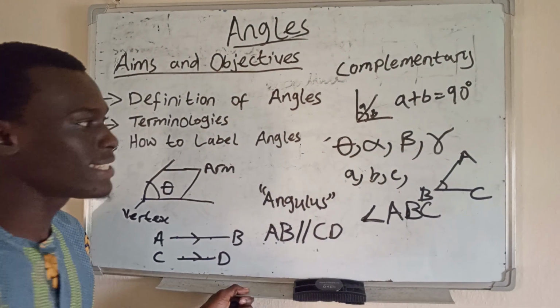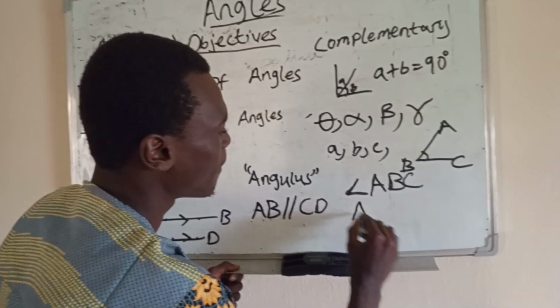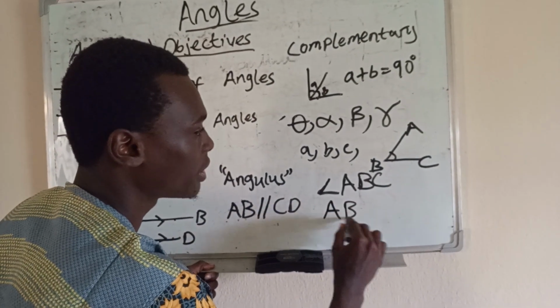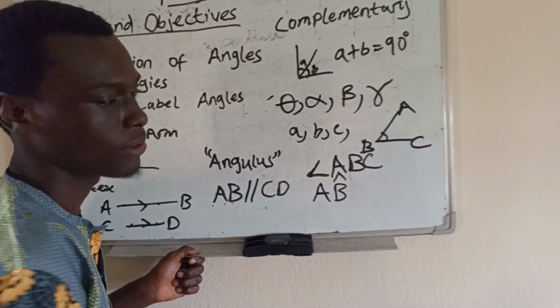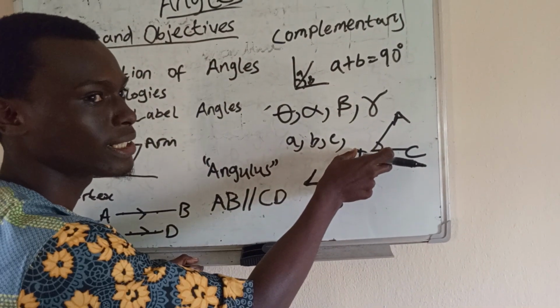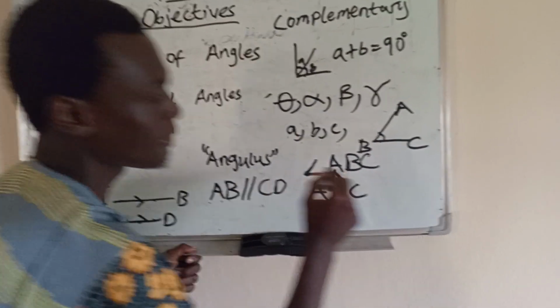Another way of writing it is you write A, B, and then a symbol like a cap on top of the letter carrying the vertex. The cap will be on it, and then C.